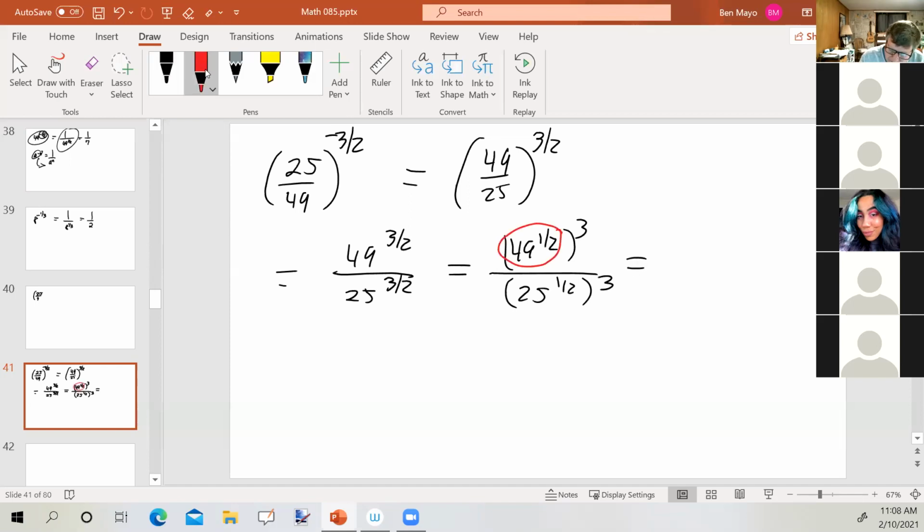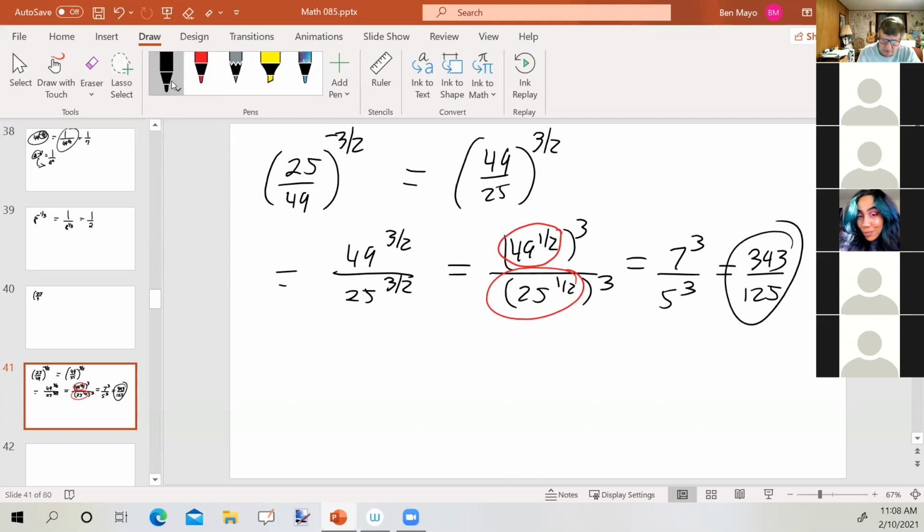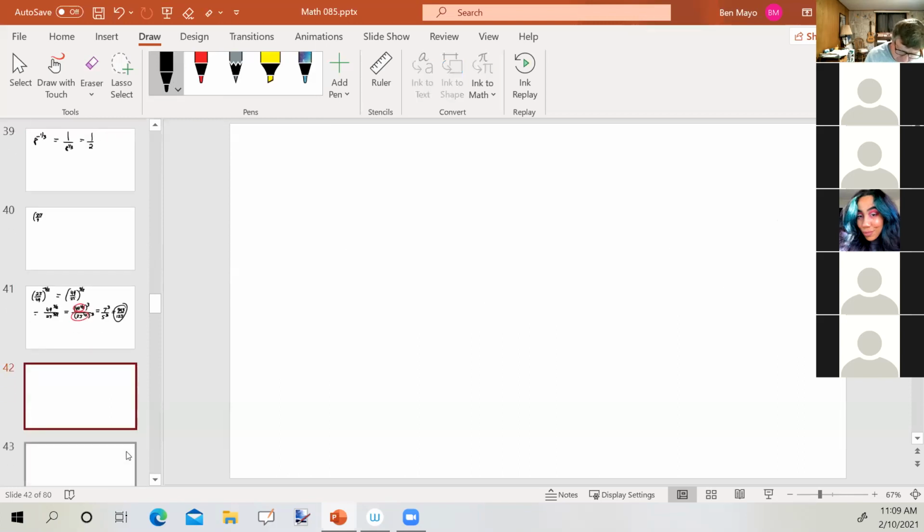What's 49 to the 1/2 power, or the square root of 49? That's 7, but that's still cubed. Let's see, 7 cubed. 7 cubed is 343. And then 25 to the 1/2 power would be 5, and that's cubed, and that's 125. So there's your final answer. So that was kind of a long problem. Any questions there? Okay, how about this one?